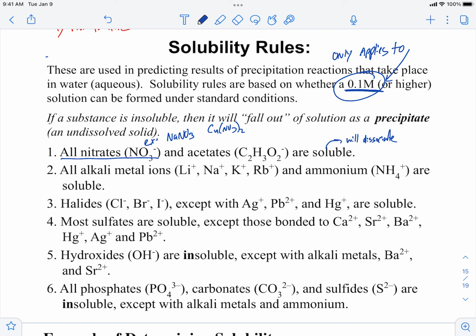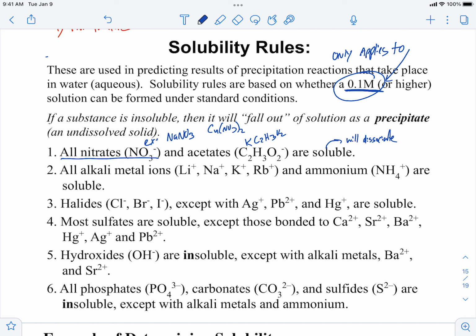The second part of this rule is for acetates. Now, acetate is a polyatomic ion, and any compound that contains it is called an acetate. So here's an example. KC2H3O2, that is called potassium acetate. That is a soluble compound. I know that I can dissolve potassium acetate in water, and the ions will split up and dissolve.